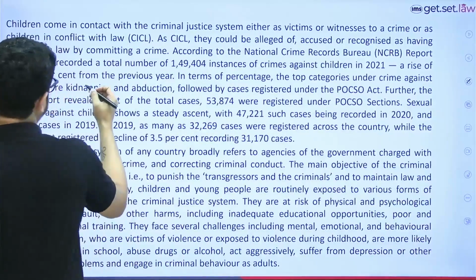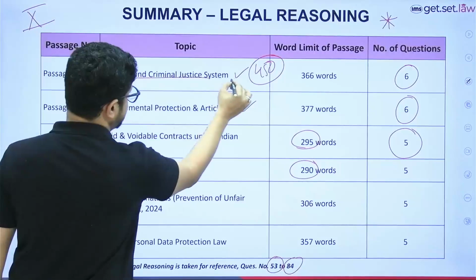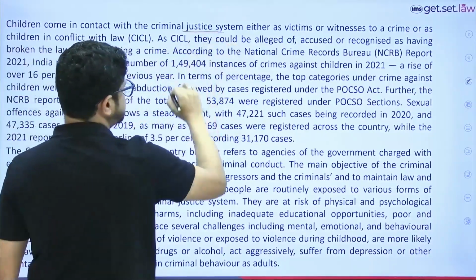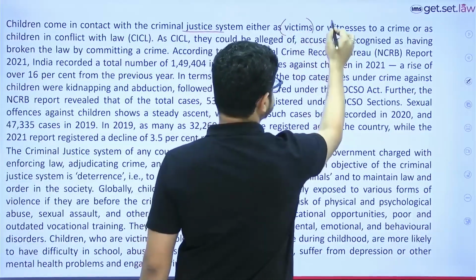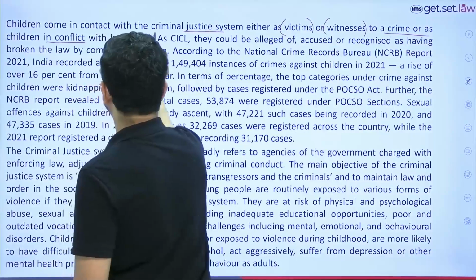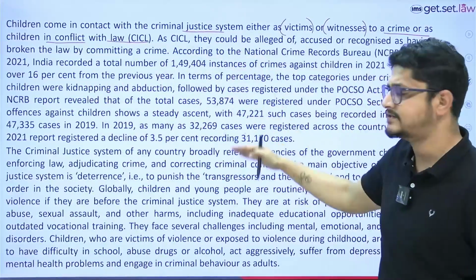So the first paragraph is talking about, as the topic was, children and the criminal justice system. So it says that children come in contact with the criminal justice system either as victims or witnesses to a crime, or as children in conflict with the law, that is CICL. So we'll understand what is CICL.